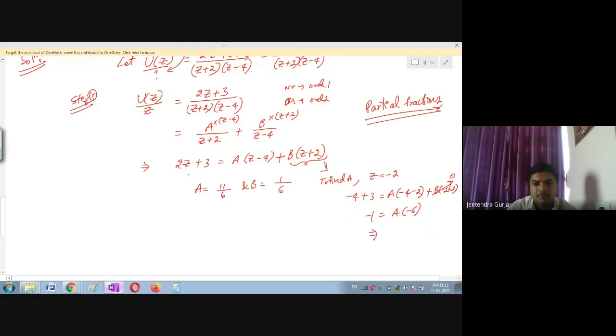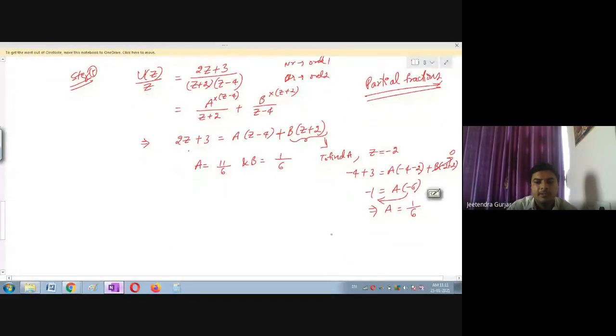So therefore A is equal to, I will take minus 6 on this side, 1 upon 6. So A is equal to 6 you have got. Okay, you have got B is equal to 1 upon 6. Then you will get here B is equal to 11 upon 6. So okay, you have interchanged this. So no problem. So now I will find B.